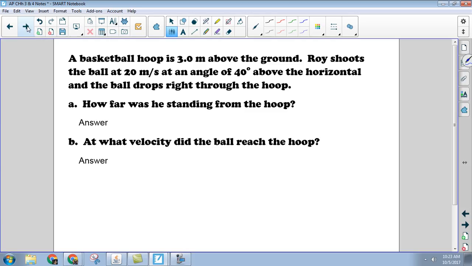All right, so this particular basketball is being thrown by an ant. We're going to assume that the basketball starts on the ground. All right, so we have a very strong ant.